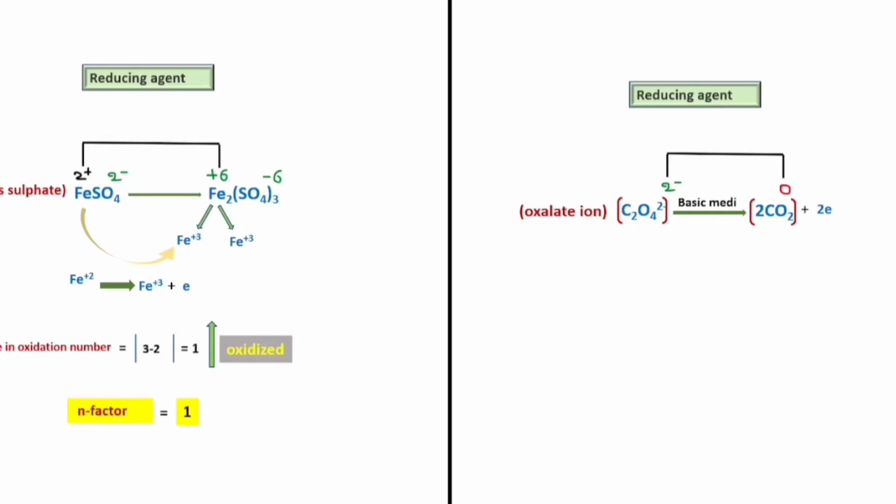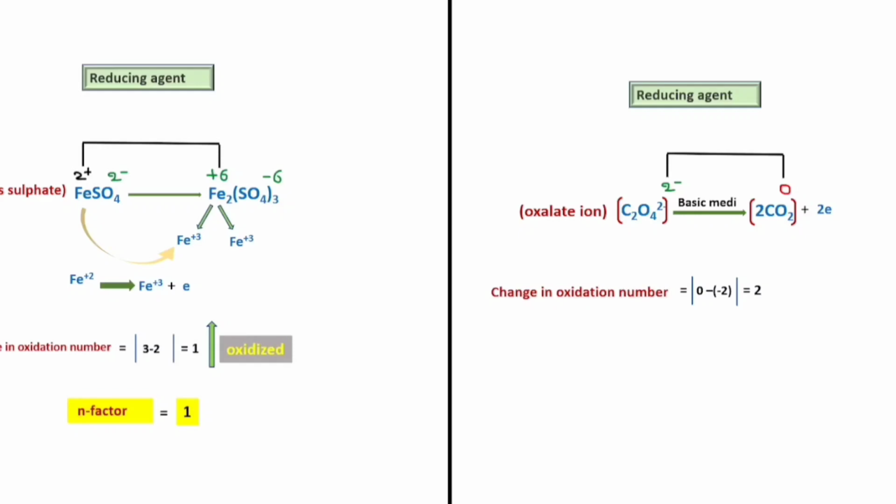Its negative charge decreases and positive charge increases, meaning its oxidation state increases. An increase in oxidation state means oxidation, and oxidation means loss of electrons. So oxalate ion discards 2 electrons and oxidizes itself to reduce another substance in the chemical reaction.